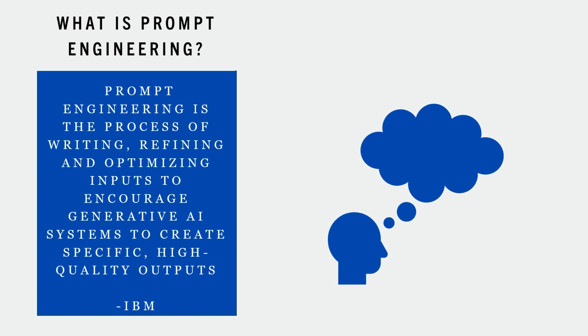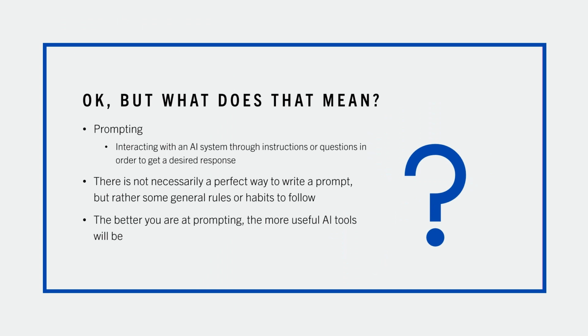So, you might be wondering, what exactly is prompt engineering? Here, we have a short quote from IBM on what prompt engineering is. According to IBM, prompt engineering is the process of writing, refining, and optimizing inputs to encourage generative AI systems to create specific high-quality outputs. So what exactly does that definition of prompt engineering mean?